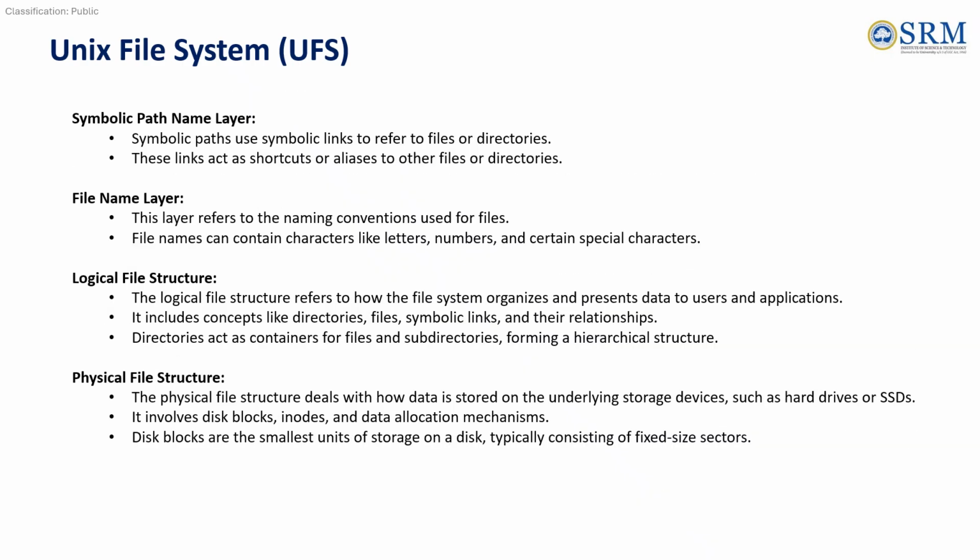Continuing with the Unix file system, let us understand a few more important layers and structures. One useful feature in Unix systems is the symbolic path name, also called a symbolic link. A symbolic link acts like a shortcut that points to another file or directory. Instead of storing duplicate data, the system simply creates a reference to the original file location. Next comes the file name layer. This defines the naming conventions used for files. File names can include letters, numbers, and certain special characters, allowing users to organize files meaningfully.